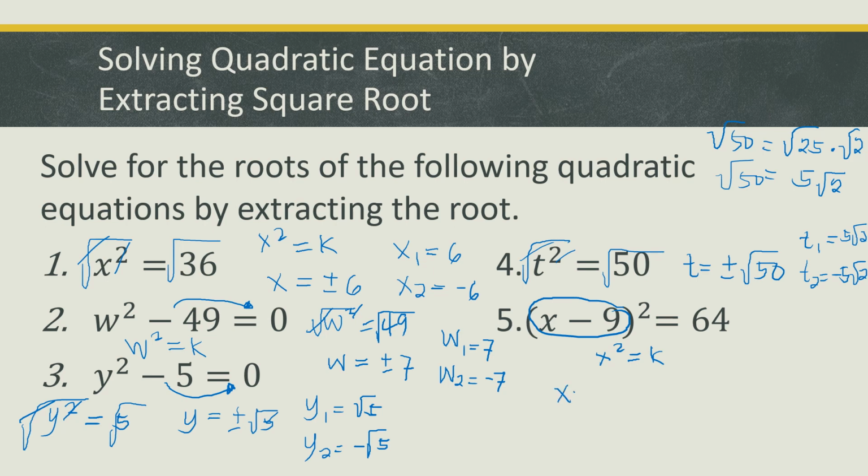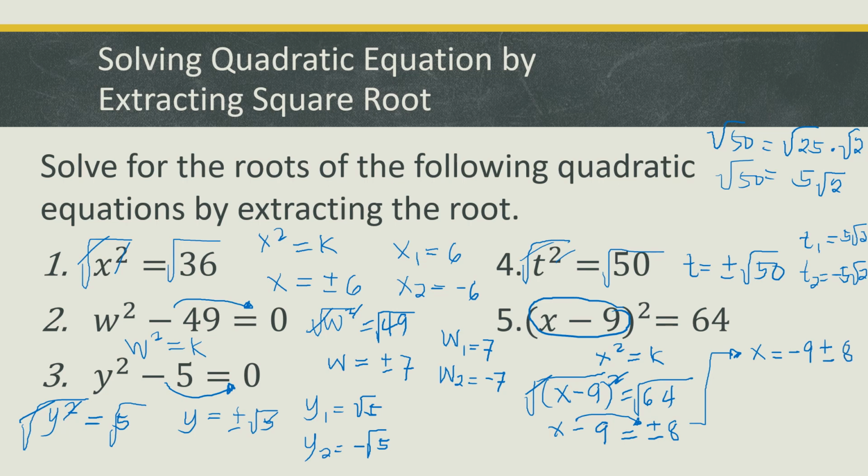So (x minus 9) squared equals 64. Just extract the square root of both sides. Cancel. We have now x minus 9 equals the square root of 64, positive and negative 8. We just need to transpose negative 9 to the other side, so we have x is equal to negative 9 plus or minus 8.